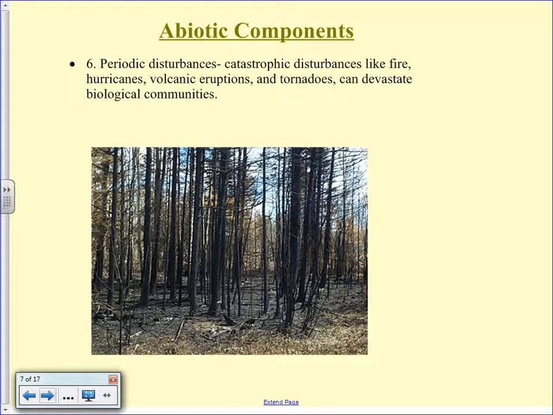Periodic disturbances. This is another one we didn't list. An environment and the plants and animals within it can be shaped by things that happen either intermittently or randomly. The random ones, there's nothing you can do about that. Plants can't really adapt to a volcanic eruption. Volcanic eruption happens, they're toast. But forest fires happen intermittently, almost predictably, really, in a natural ecosystem.